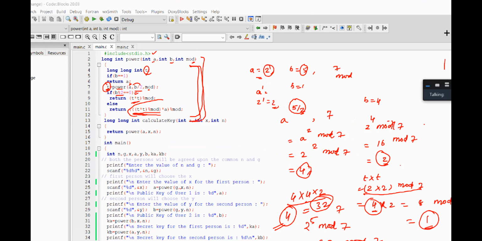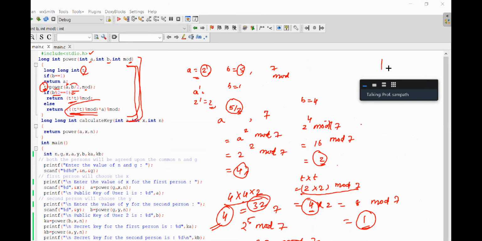You can write in the chat box, otherwise you can unmute and say the answer. Are you all there?